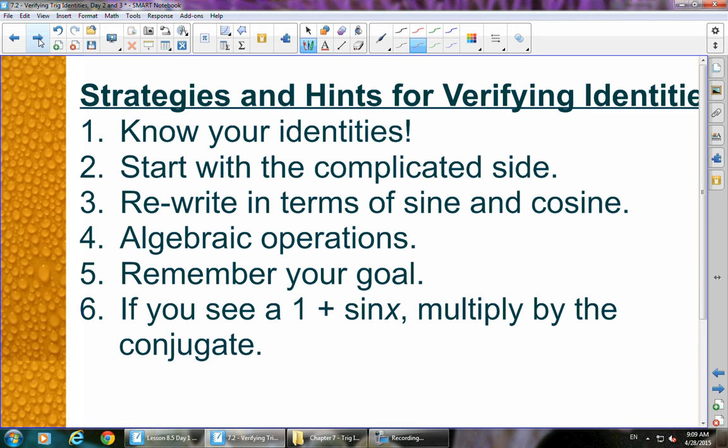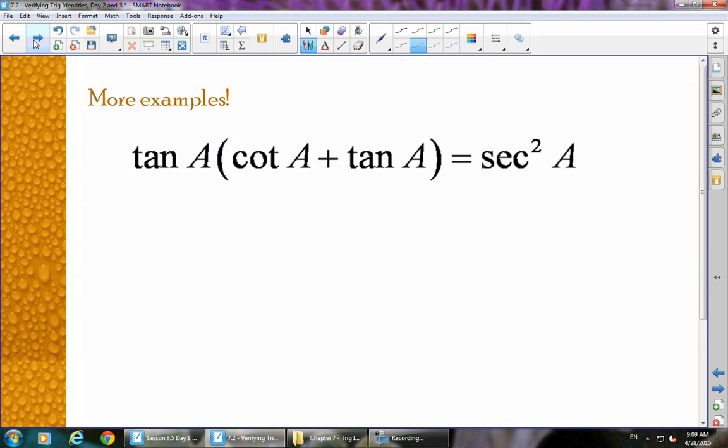Start with the complicated side, rewrite in terms of sine and cosine, do algebraic operations. Remember your goals so that you don't get lost in the midst of it and do a whole bunch of work you don't need to do. And then last but not least, and I have an example of this today, if you happen to see a 1 plus sine x, it is going to be worth it to multiply by your conjugate. Because then you can get into the Pythagorean identities. So here.